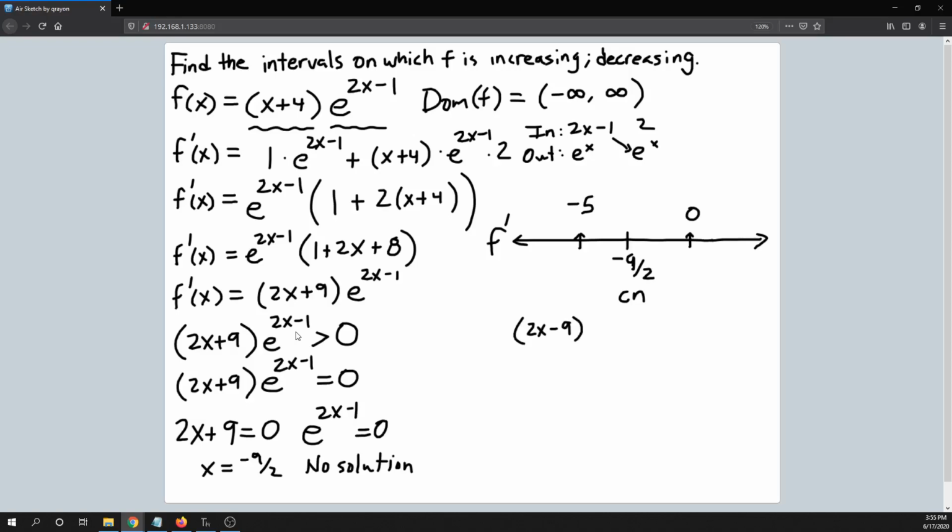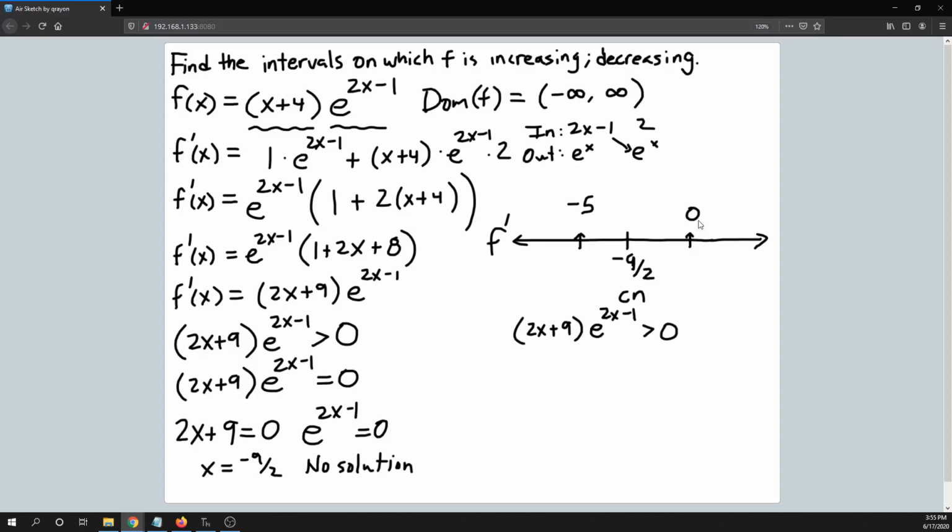2x plus 9. Oops, it's actually plus 9. Yep. e to the 2x minus 1 greater than 0. So I'm going to plug them into this inequality right here and see what I get. And the reason why I'm doing that is, remember, it's all or nothing on each one of these pieces. So either every number is a solution to this or no number is a solution to this.